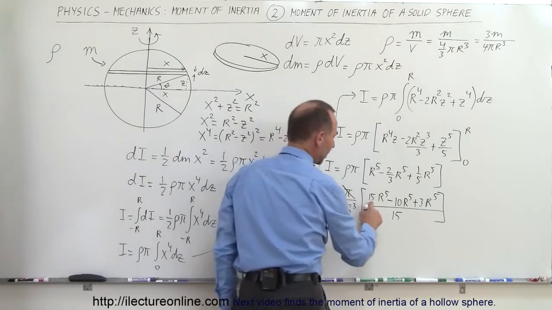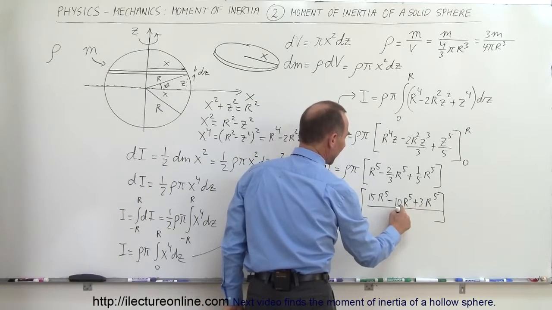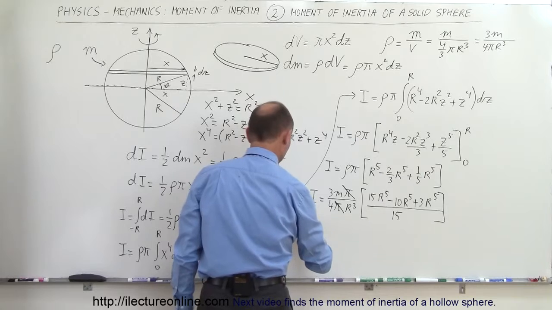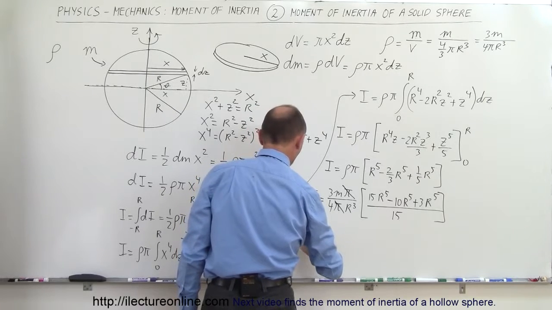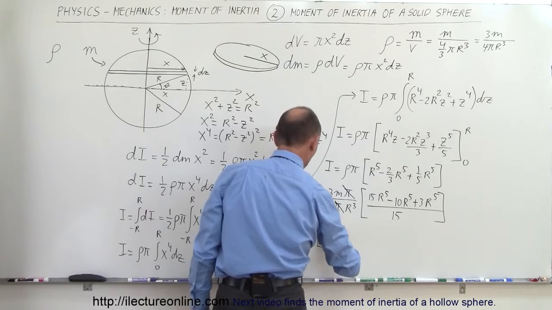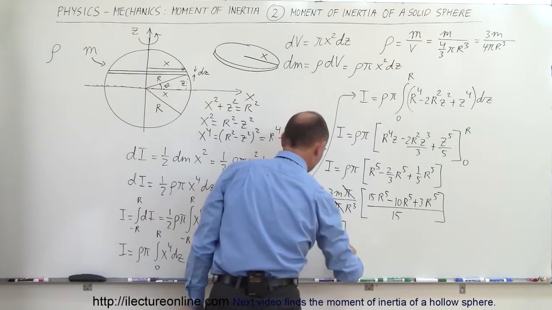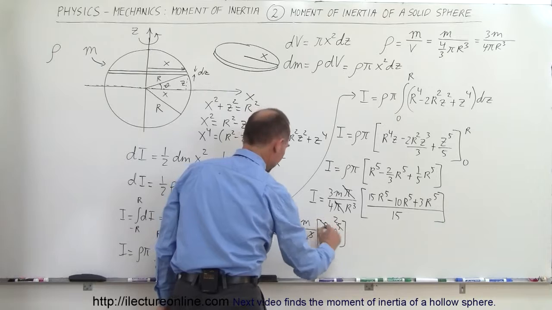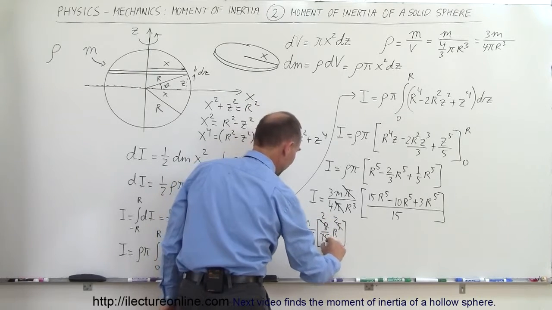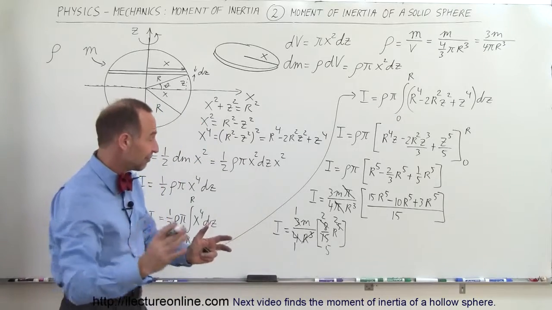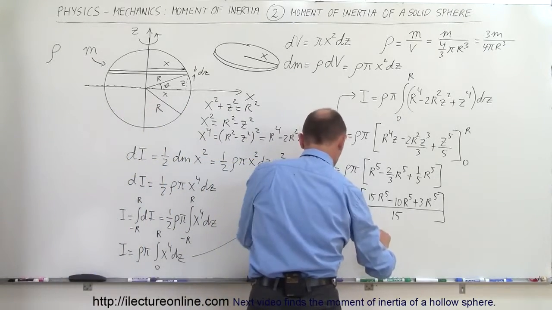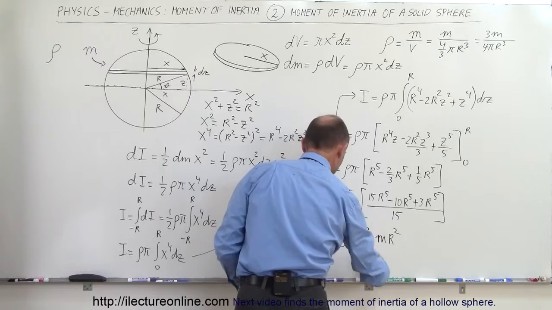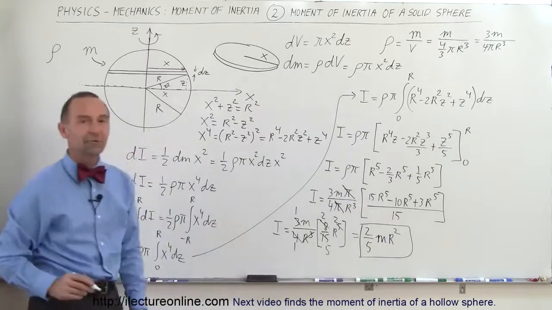So we have 15 plus 3 minus 10, that would be 18 minus 10, which is 8/15 r to the fifth. So we have I is equal to 3m divided by 4 r cubed times 8/15 r to the fifth. And then of course this r cubed and r to the fifth becomes r squared. And the 4 and the 8 become 1 and 2, and the 3 and the 15 become 1 and 5. And now if I go ahead and finally multiply all that together, I get 2/5 times the mass times r squared, and that is indeed the moment of inertia of a solid sphere.